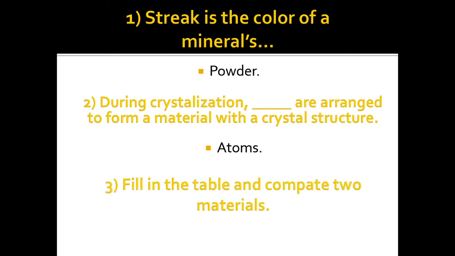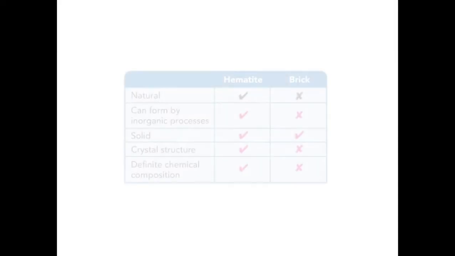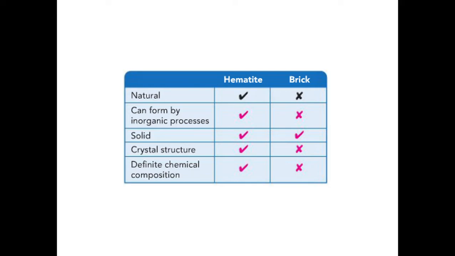Number 3, fill in the table and compare, there should be an R, two materials. Alright, so I'm going to give you directly the answer for the table that you have in your book. So we are comparing one material that is a mineral and another one that is not. So the first one is hematite and the second one is brick. So hematite is a mineral and brick is just another material. So which one is a natural forming material? Of course, it will be hematite, because it comes from the natural world. Bricks are created by humans.